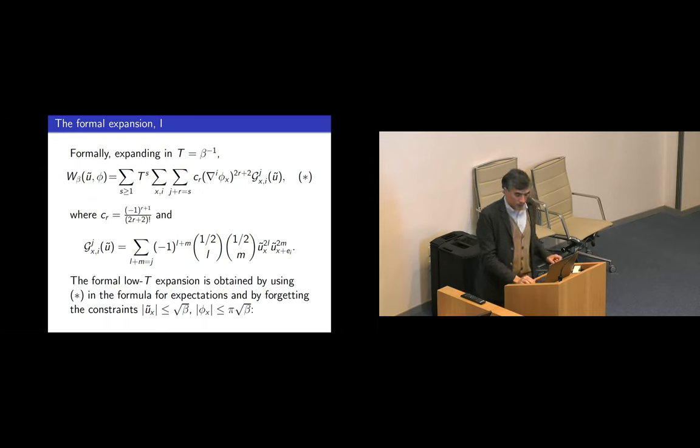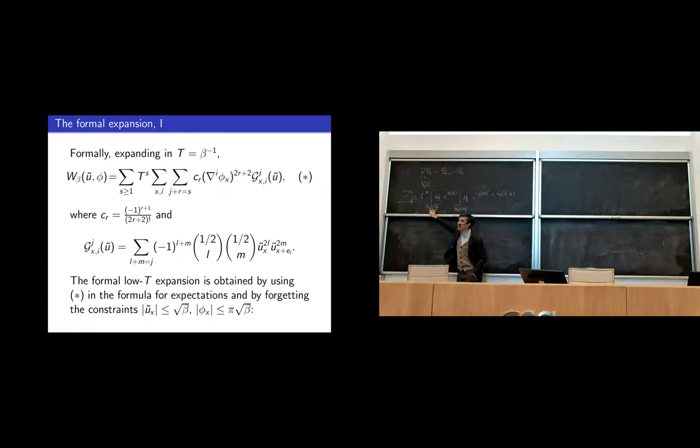Okay, the formal low temperature expansion is obtained by formally expanding in T this exponential and forgetting this constraint here. If you forget about this constraint and you expand formally in T, you get what is called the formal spin wave expansion. Actually, it's relatively easy to show via reflection positivity that the effect of these constraints is exponentially small in beta. So neglecting this constraint does not affect the low temperature expansion at any finite order n.